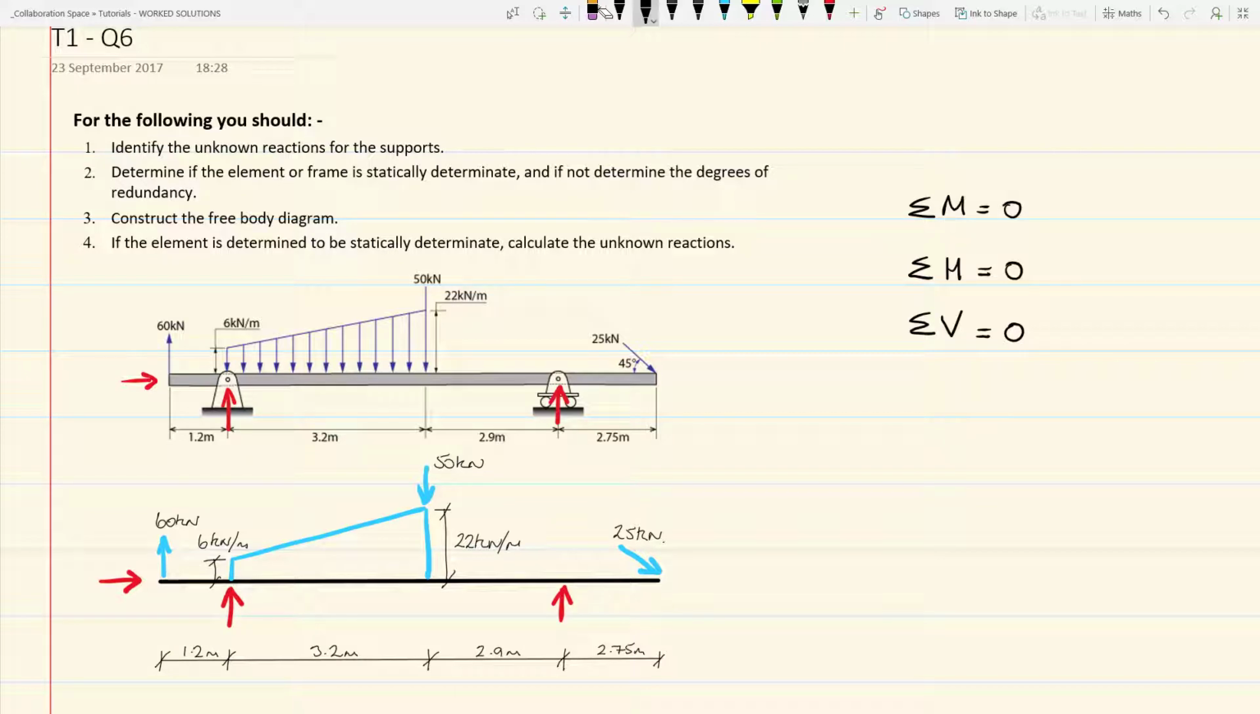The point load acts at 45 degrees to the beam, so we can say that the vertical component PV equals the horizontal component PH, and these equal the magnitude of the load, so that's 25 kilonewtons, divided by the square root of 2. So both the horizontal and the vertical components of the point load equal 17.7 kilonewtons.